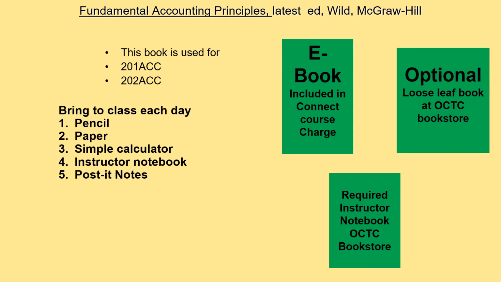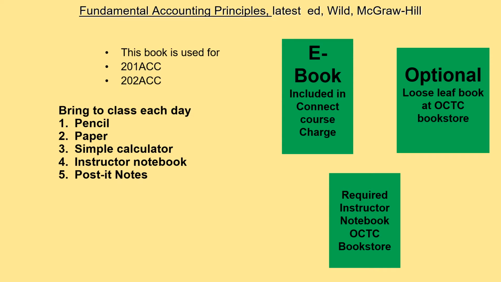Now, the book we're going to use is called Fundamental Accounting Principles. It's the latest edition. It's by Wild, and the publisher is McGraw-Hill. You get an ebook included in the course charge when you sign up for the class. So an ebook's already included. You can get an optional loose leaf book at our bookstore for a small price if you want to. If you feel like you need a physical book, you can do that. And like I said, that's just optional.